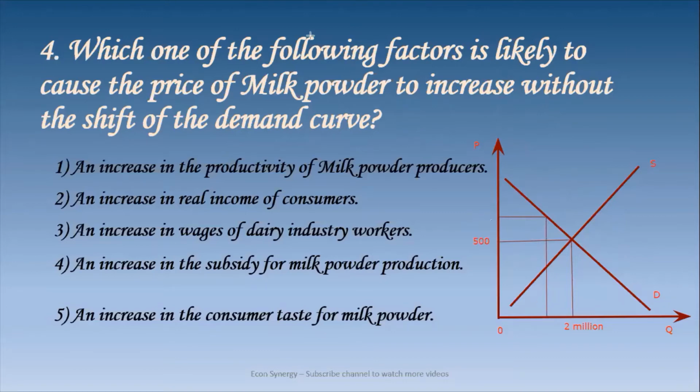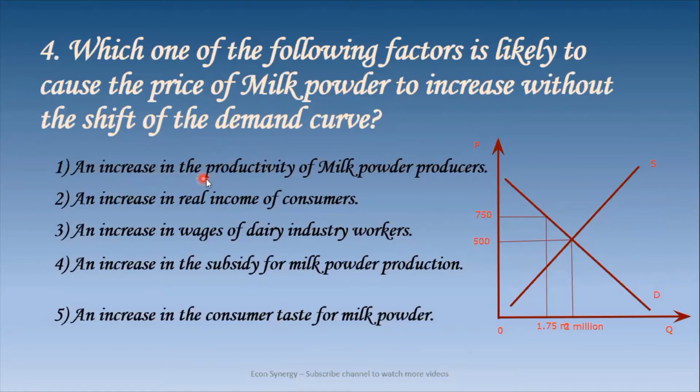Let's say here milk powder price becomes 750, and when price increases, quantity reduces, let's say to 1.75 million. Then we will discuss how this occurs. The condition is that this demand curve should remain unchanged. Now we will discuss one by one.